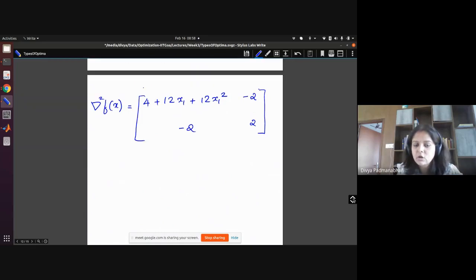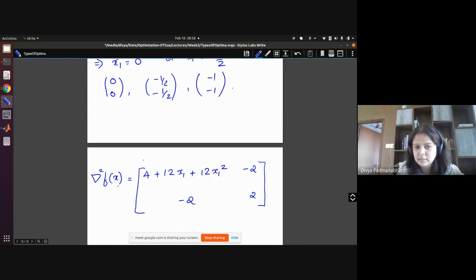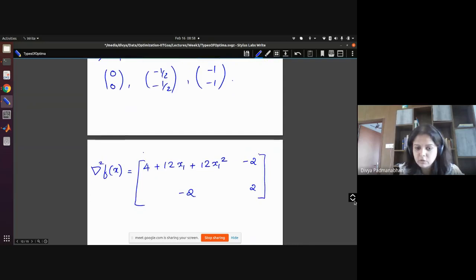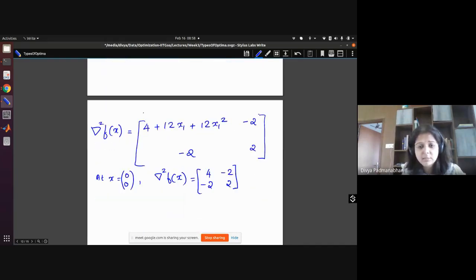Okay. So now you have these three critical points, right? So you evaluate what the Hessian turns out to be at each of these points. Okay, so let us take x equals 0, 0. At that point, if you just plug in these values of x, you're going to get 4, minus 2, minus 2, and 2. Right? So is this positive definite? Or is it positive semi-definite? Or is it none of it? Any answers for that?